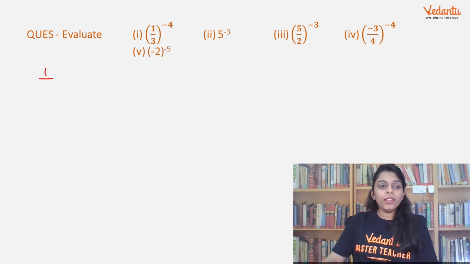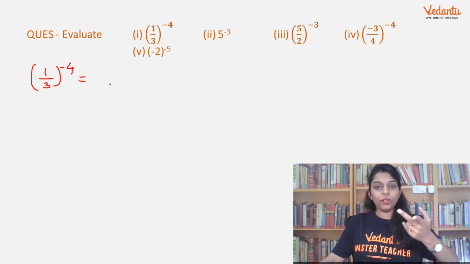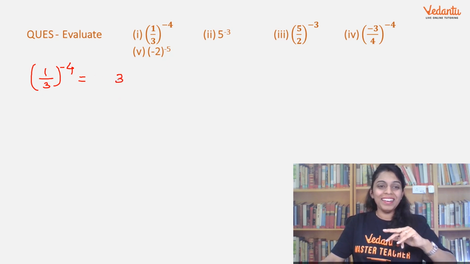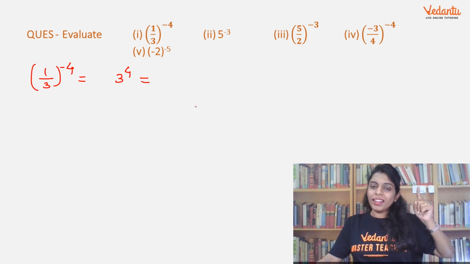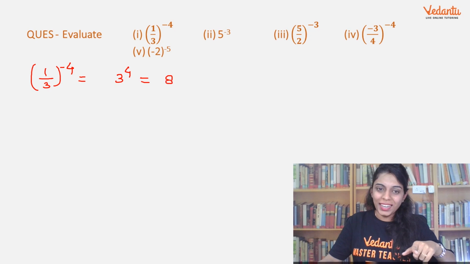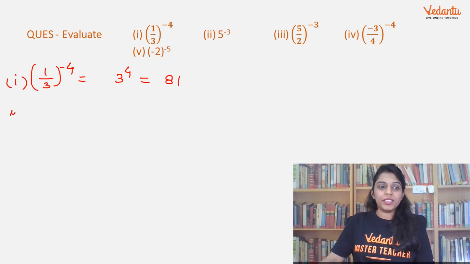Here it is (1/3) raised to the power -4. Again the same thing. What do we have to do? Numerator to denominator, denominator to numerator. 3 raised to the power 4. We calculated it earlier, remember? 3 raised to the power 4 is 81, right? Very good. I hope you remember this.